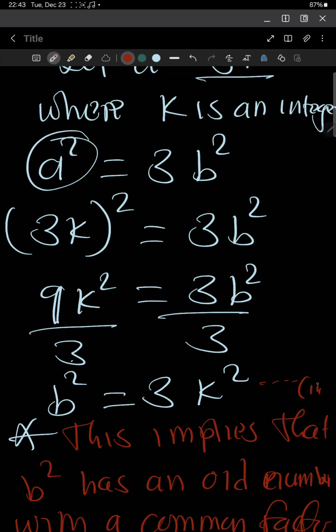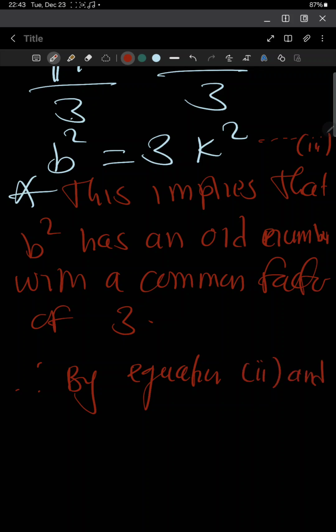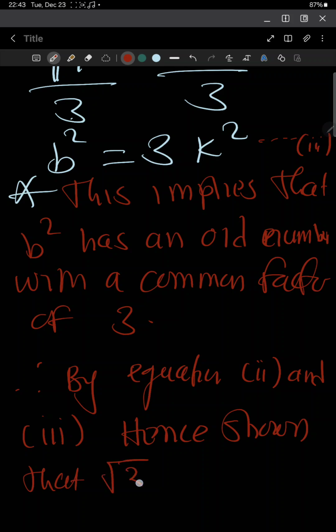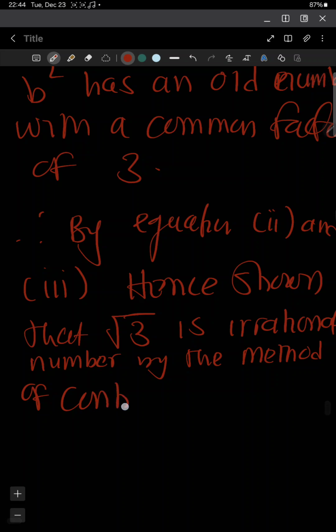Let me say this is equation 3. So we can say, therefore, by equation 2 and 3, this contradicts our assumption, hence shown that square root of 3 is an irrational number by the method of contradiction. That's all.